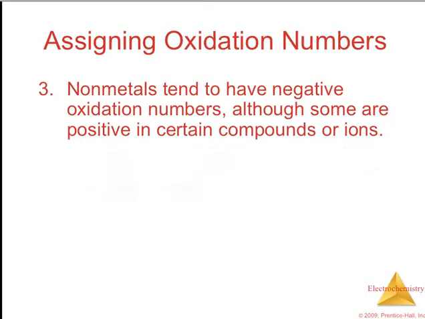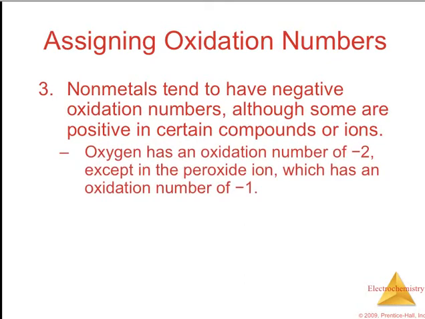Nonmetals tend to have negative oxidation numbers, although some are positive when they are combined with certain elements or ions. Oxygen has an oxidation number of -2, except in the peroxide ion. The peroxide ion is not one that we generally use, but it is O2 with a -2 charge. Each oxygen in that peroxide ion would be assigned an oxidation number of -1.